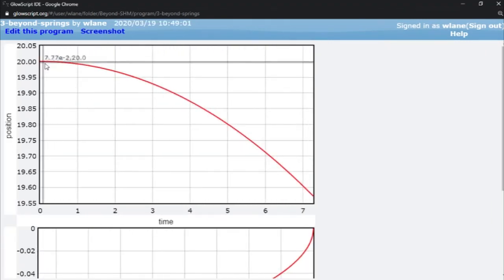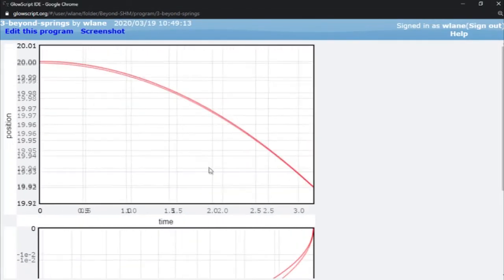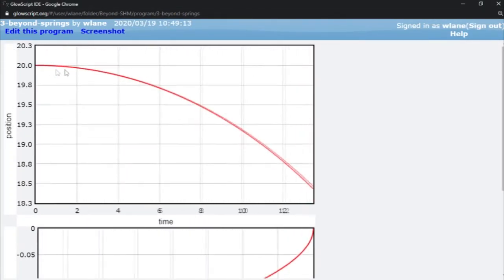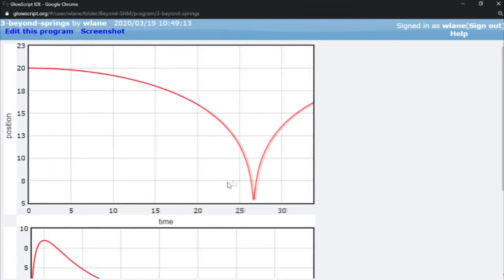So you see I start out with not a lot of change. In fact, I need to increase my maximum amount of time there. Let's change this to a 100. There we go. And so you see I start out with not a lot of change. I haven't even reached 15 until just now. And look how asymmetric this is.